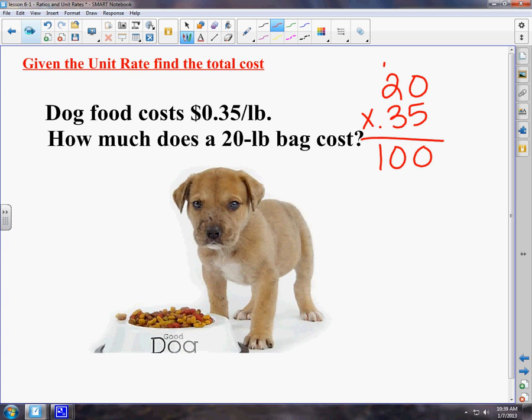5 times 2 is 10. 3 times 0 is 3. 3 times 2 is 6. And I move my decimal twice after, so it's $7.